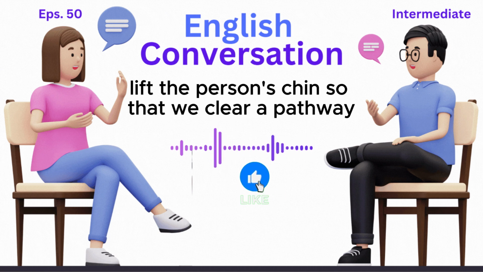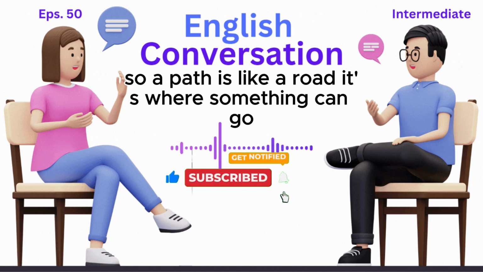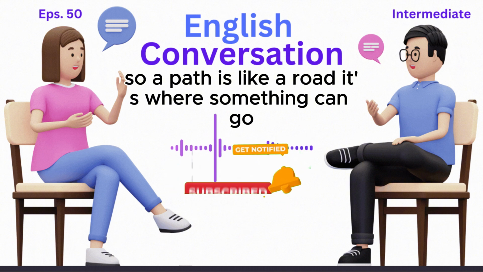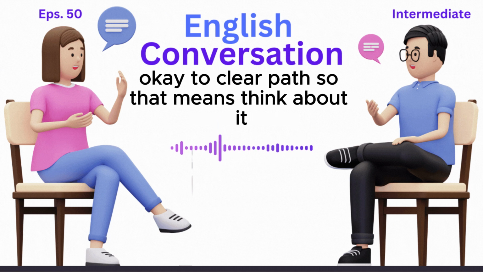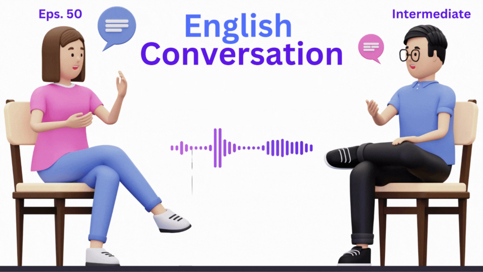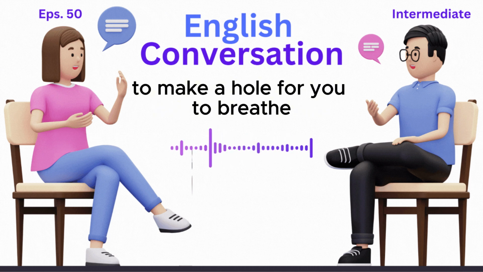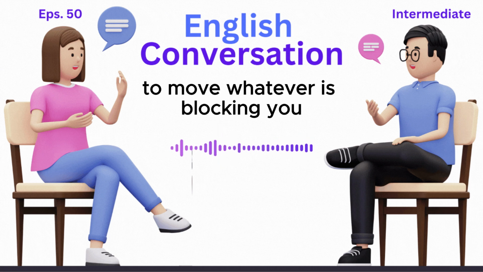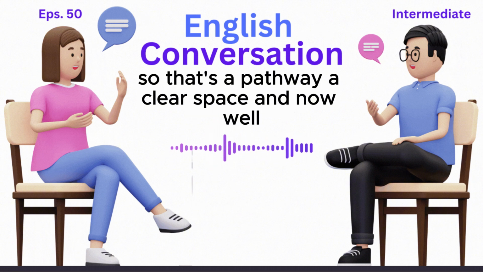Lift the person's chin so that we clear a pathway for air to get into the lungs. Oh, this is a good one. So a path is like a road. It's where something can go, can move. To clear a pathway means to make some room, to make a clear path. So think about it. If you can't breathe, someone has to find a way to make room, to make a hole for you to breathe. So that means to move whatever is blocking you to clear some kind of space. Okay, so that's a pathway, a clear space.